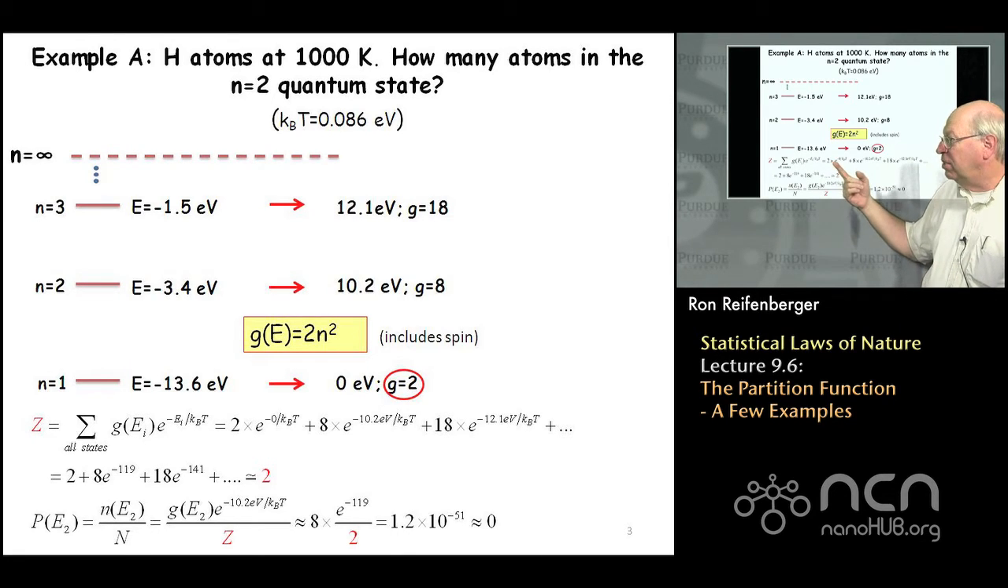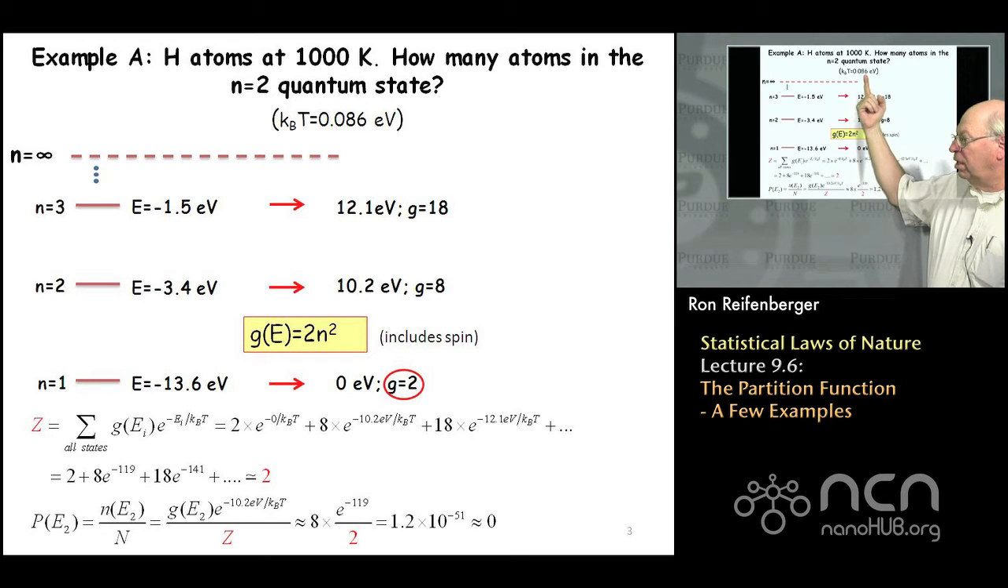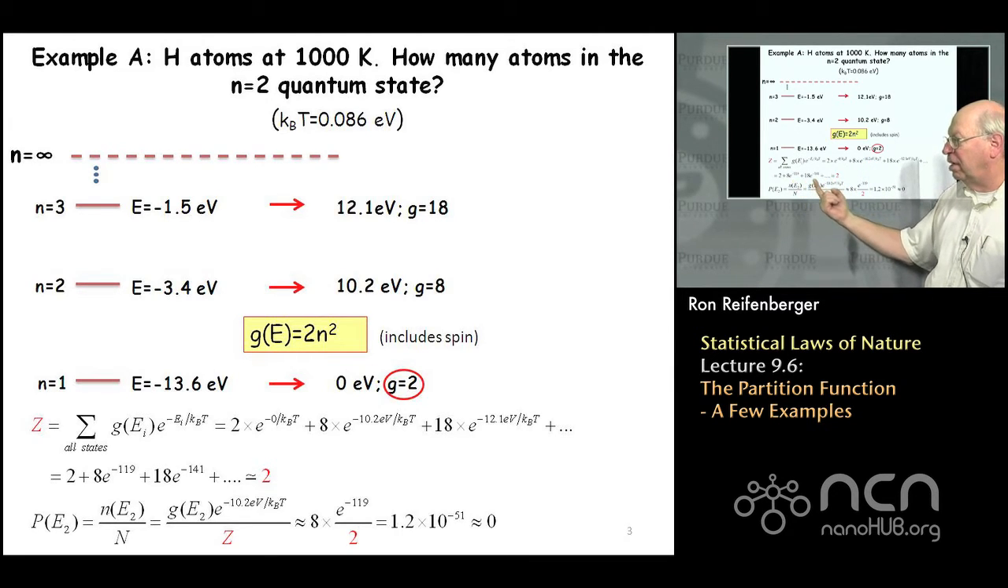Now the reason these second and third terms in this sum for Z are small is because the value for kT even at 1000 Kelvin is about 0.086 electron volts. That should be compared to energy levels that are occurring at 10 and 12 electron volts above the ground state. So this ratio in the argument of the exponent is a large negative number, and it just basically means that the contribution from the second and third terms to the partition function is negligible.